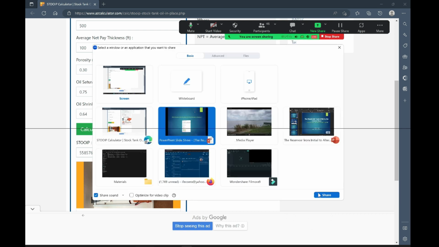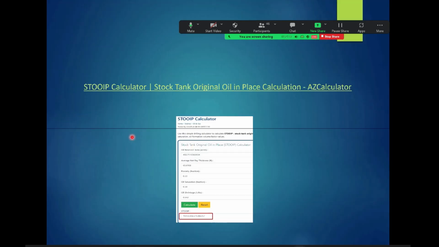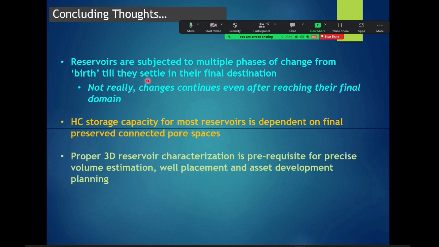Okay, so rounding off, I know there will be questions. I will take the questions. What are the concluding thoughts? First of all, reservoirs are subjected to many or multiple phases of change from when they are birthed. In other words, from when they got dislodged from their source, and then they keep moving through, they are transported by different means, all the way down to their final destination.